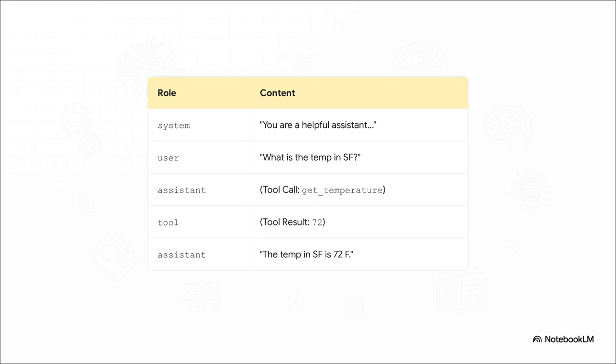This table, this is the agent's complete internal memory from that one single question. This is its entire thought process. It starts with a system prompt, then our user message. Then, notice the assistant's first reply isn't text, it's a tool call. Our app then adds the tool message with the result, 72, and only then, with all the facts in hand, does the assistant give the final text answer. Our 5-step workflow is laid out right here, plain as day.